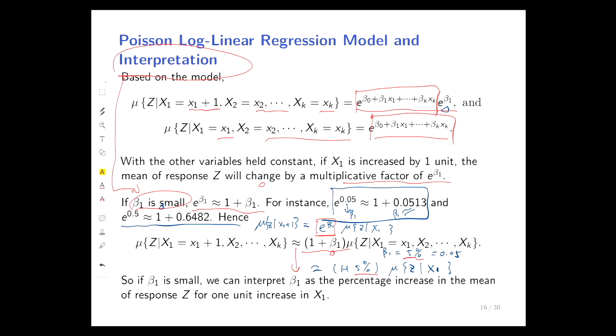So this percentage increase interpretation can only be used when beta 1 is small. That's something new, but the multiplicative factor interpretation is exactly the same compared to the binary logistic regression model, the binomial regression model, and also the ordinary regression model. So this multiplicative factor interpretation is the same. Any questions about the interpretation?